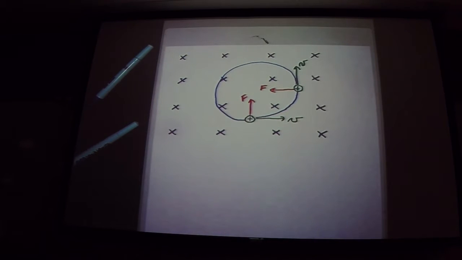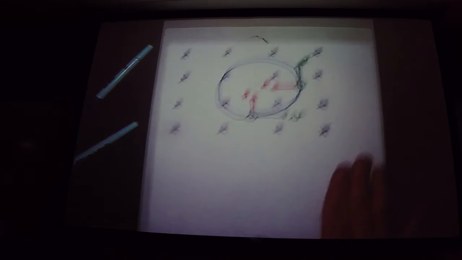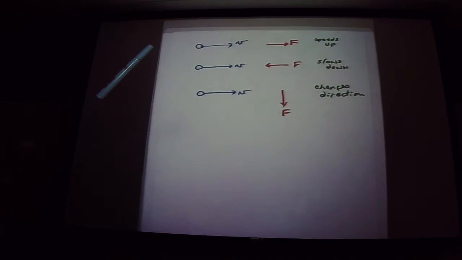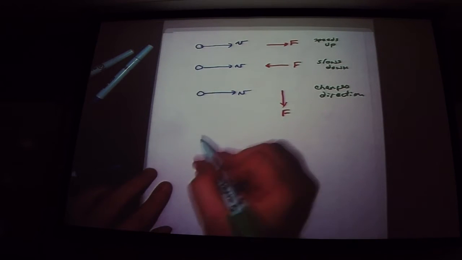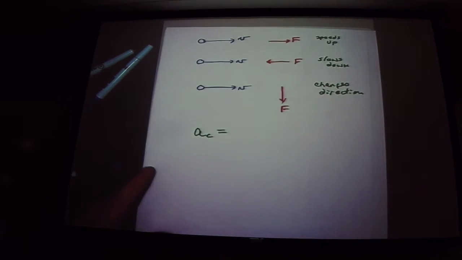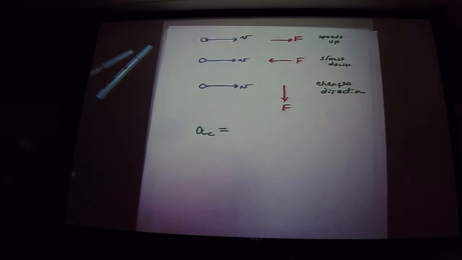With circular motion, we can figure out what that has to be. Back to 220A. The acceleration of an object toward the center of any circle in which it is moving is equal to what?